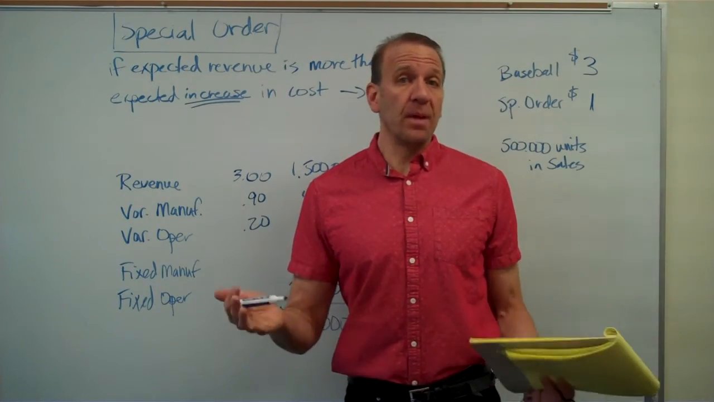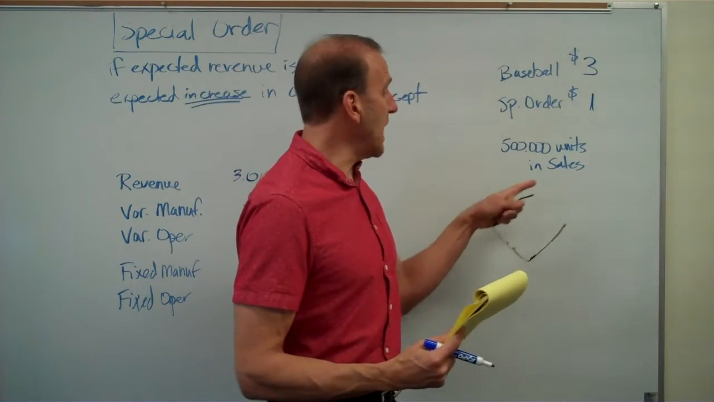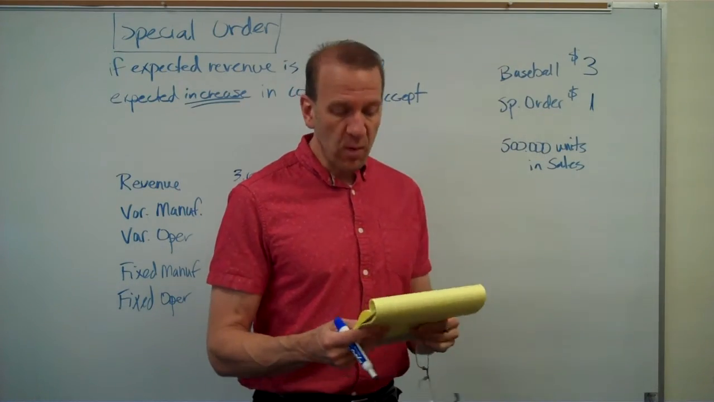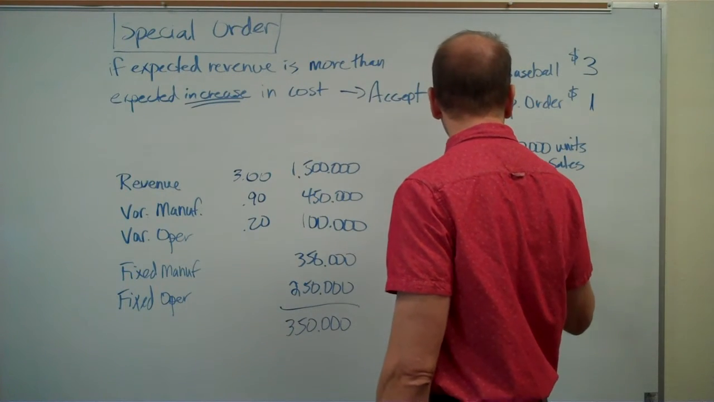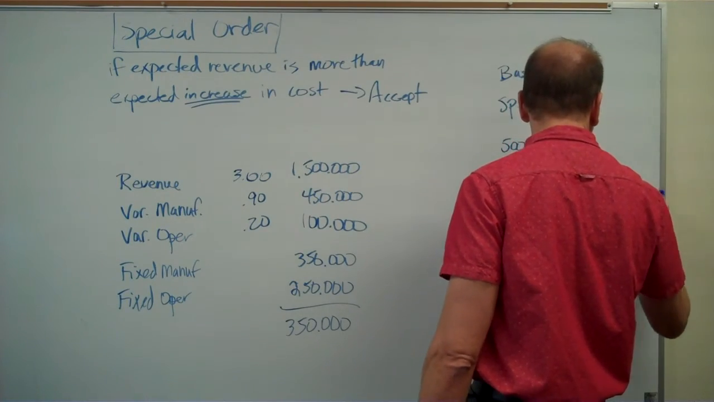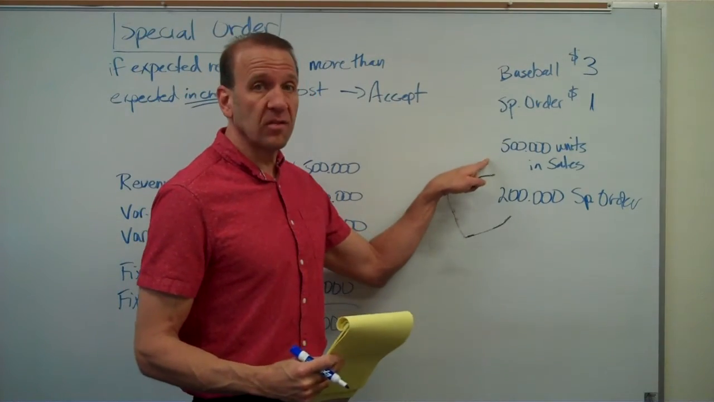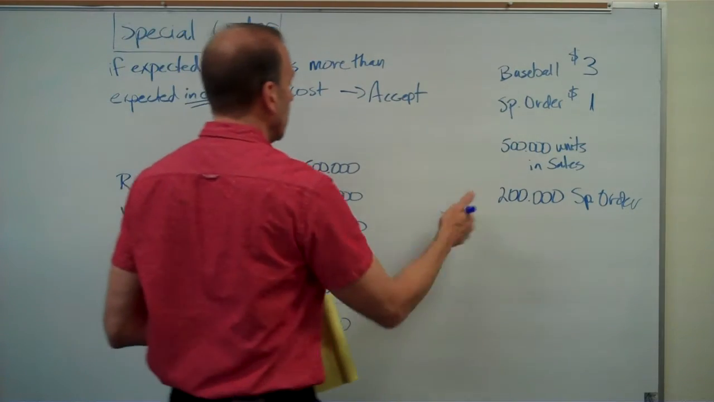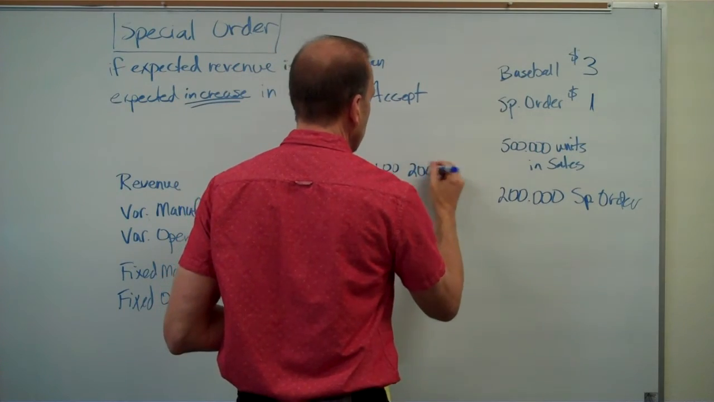Now, let's say that we have the capability of manufacturing more than 500,000 units. Okay? If we have the capability and someone comes to us and says, we want to buy some for $1, then maybe we want to do this, okay? Let's say that they want to buy 200,000 more. So our special order is for 200,000 more baseballs. And if we have the capacity to do this, okay, then let's take a look and see if we would do it. 200,000, and the price per baseball is $1. So that would be 200,000.